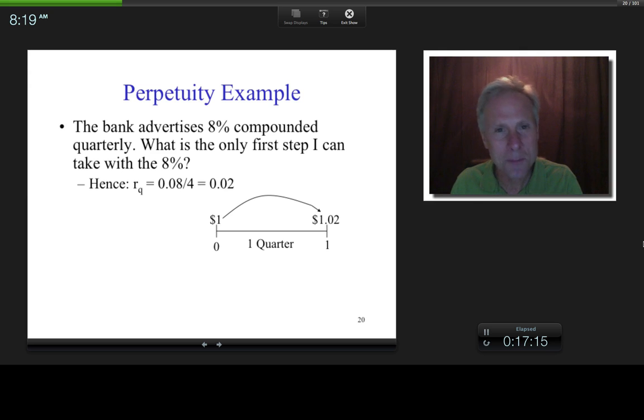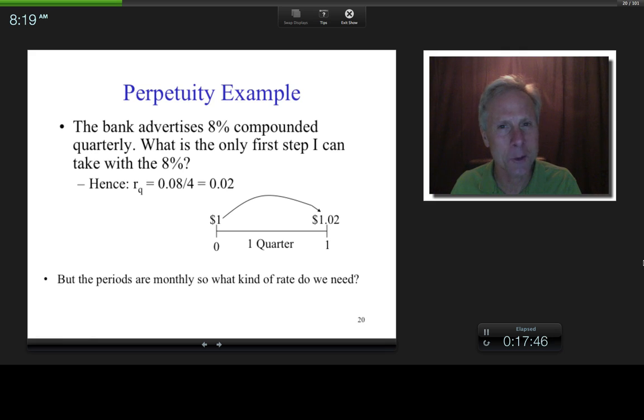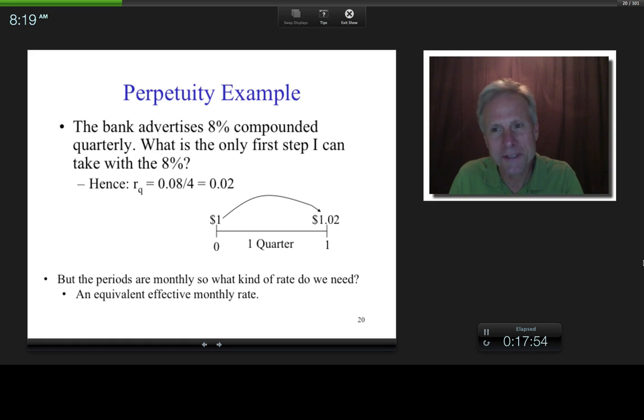Now, what does that 2% mean? Again, by definition, and therefore by memorization, now I have an effective quarterly rate. And what is an effective quarterly rate? The amount of interest made from $1 after how long? 1 quarter. So what this 2% means is that $1 after 1 quarter will grow into $1.02. But as we saw in the cash flow timeline diagram, the periods are monthly, right? So what kind of an effective rate will we need? Well, we need an equivalent effective monthly rate.